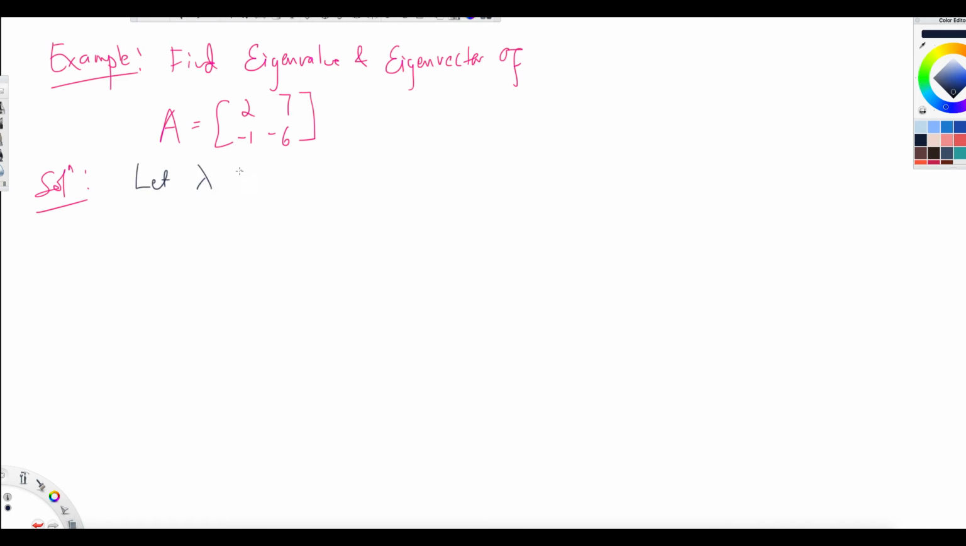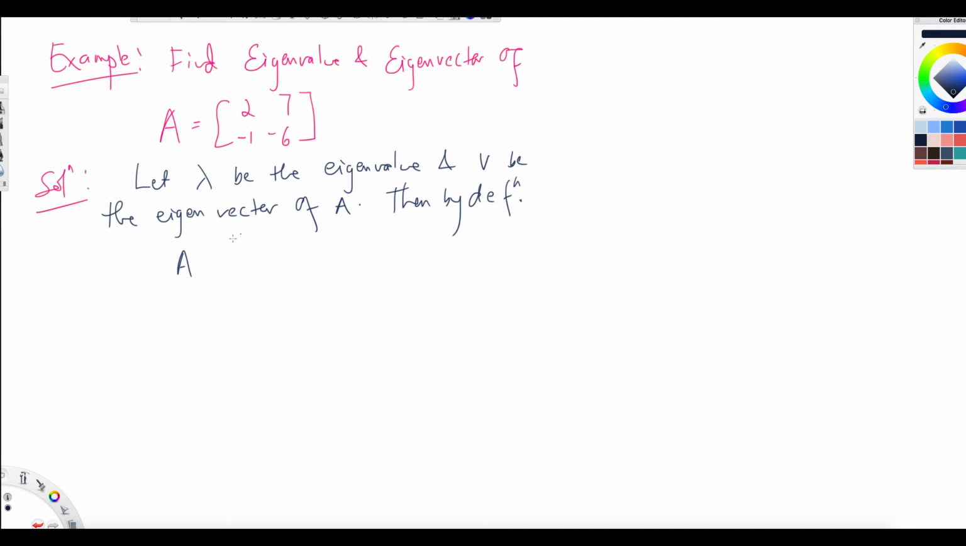Let lambda be the eigenvalue and V be the eigenvector of A. Then by definition A V equals lambda V, because A is taking V to its multiple, right? So how do I write down that? That is A minus lambda I times V equals to 0, right? Because you can bring that lambda V to the left and then take V out. So what is left is lambda times I, because I times V is always V. That is the reason.